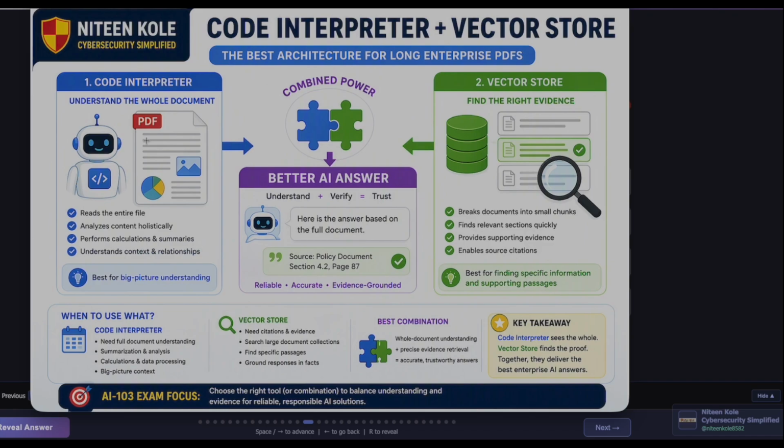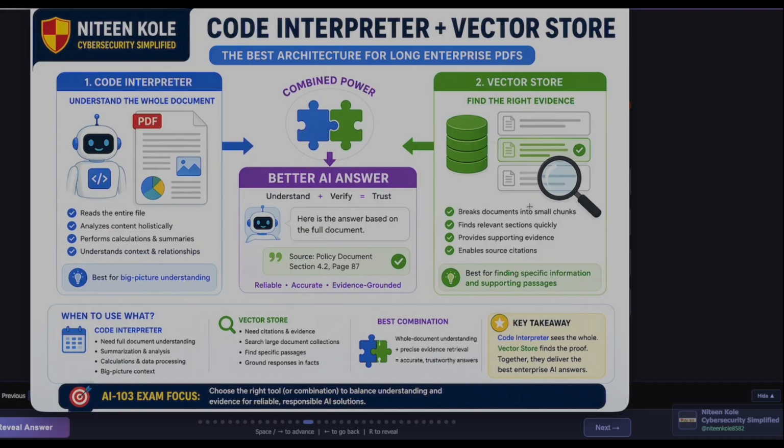Simple analogy: imagine someone reading an entire 500-page report from start to finish. At the end, that person understands the complete story. That's what Code Interpreter does. Memory trick: Code Interpreter is whole document understanding.